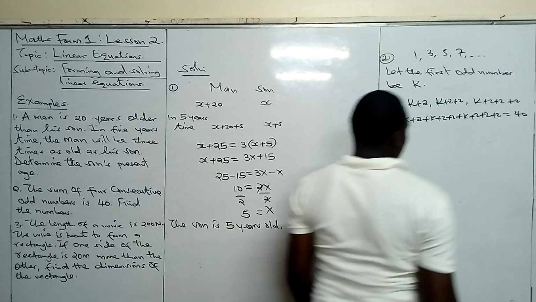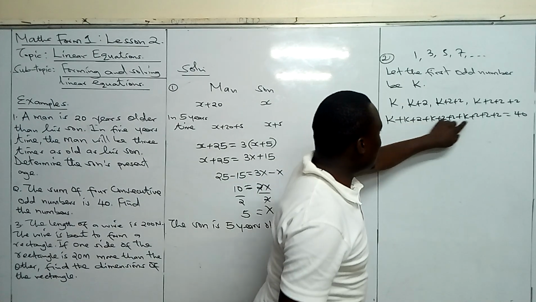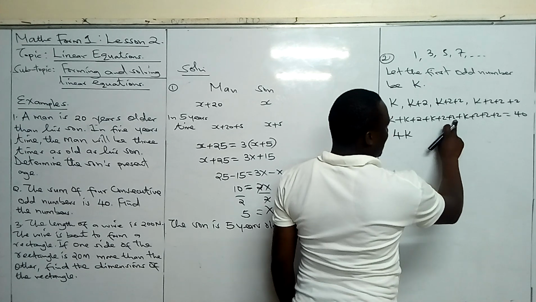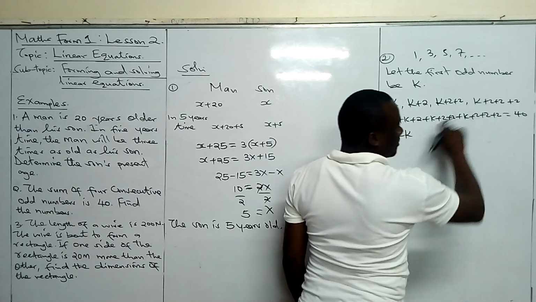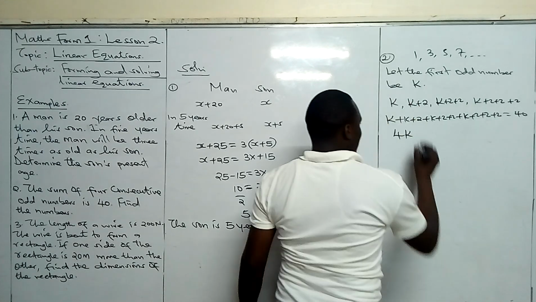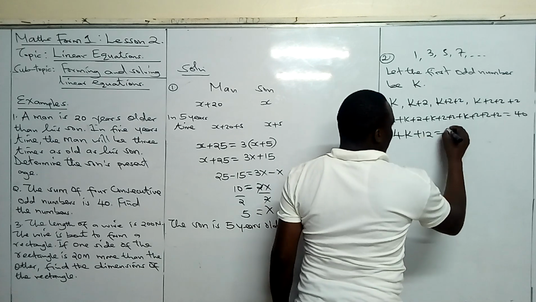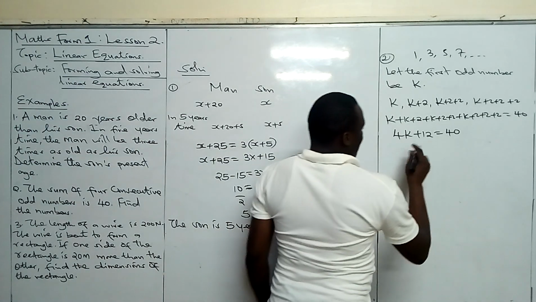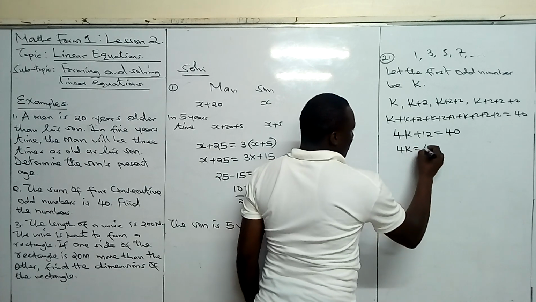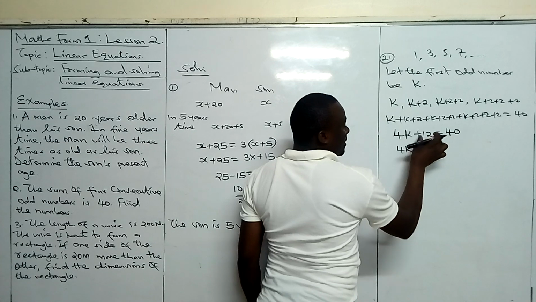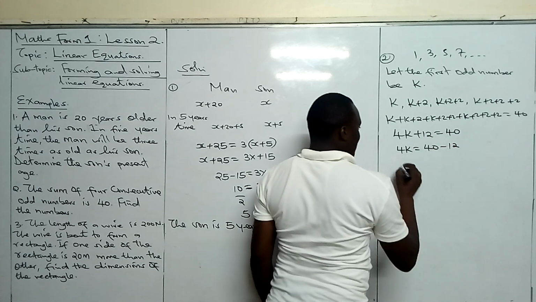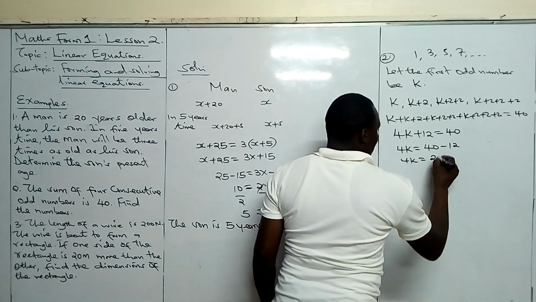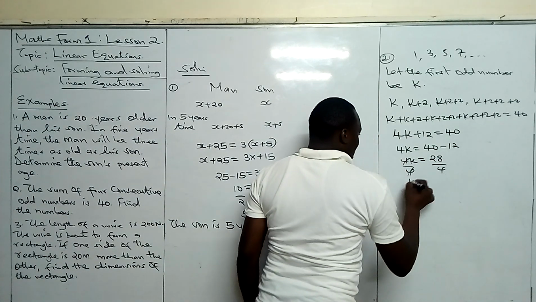should give us 40. So k plus k plus k plus k gives us 4k. 2 plus 2, 4, plus 2, 6, plus 2, 8, plus 2, 10, plus 2, 12. This should give us 40. Now, 4k plus 12 is 40. We take positive 12 to the other side, whereby it changes and becomes a minus. 4k becomes 28. Then we divide by 4, we divide by 4. So our k becomes 7.